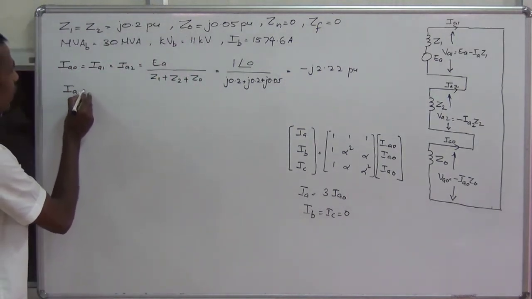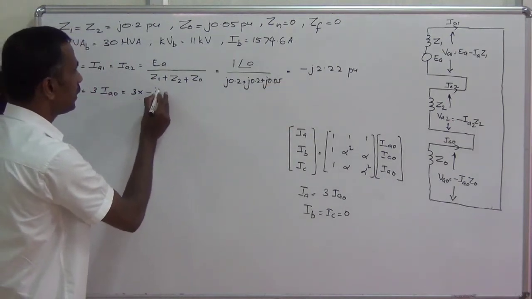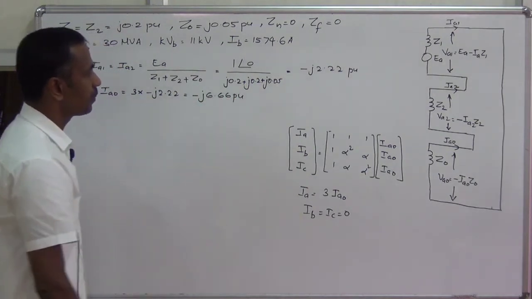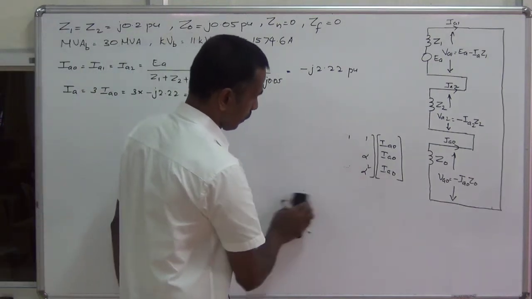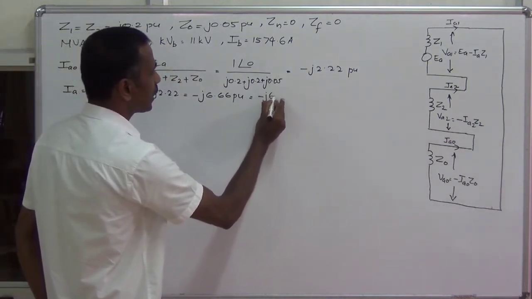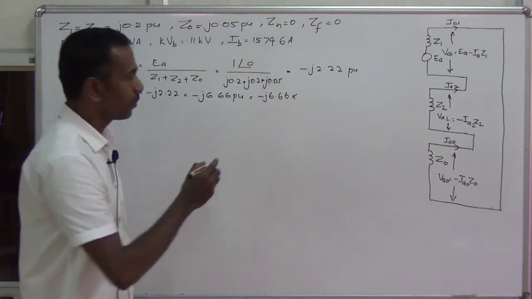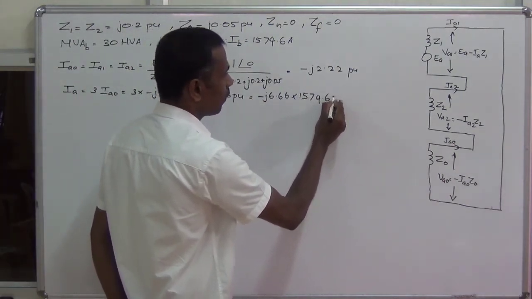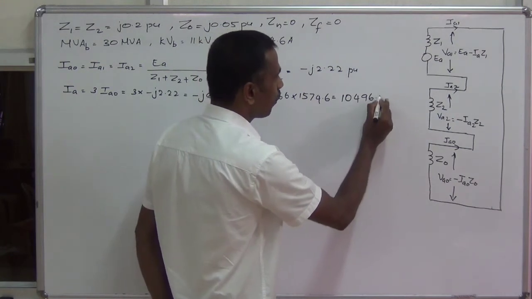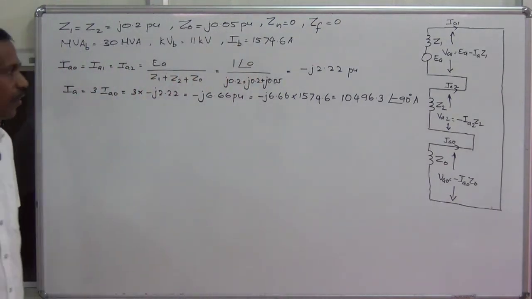So the phase current IA equals 3 times IA0. This is equal to 3 into minus J2.22, which is equal to minus J6.66 per unit. Which is equal to minus J6.66 into our base current, which is 1574, which is equal to 10496.3 angle minus 90 amperes. This is our fault current, the A phase fault current.